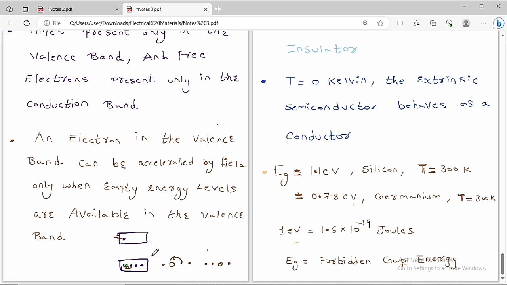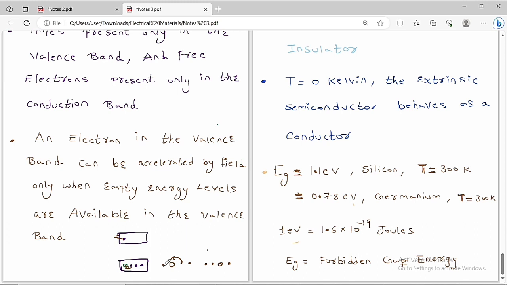Therefore the valence band electrons will accelerate only when there is some vacancy or some empty energy level. So this one is nothing but a vacancy or empty energy level. Suppose it is not available, then the valence band electrons will never accelerate. If holes are present, if some vacancy is present in the valence band, then only the valence band electrons will accelerate. Otherwise, they will never accelerate.